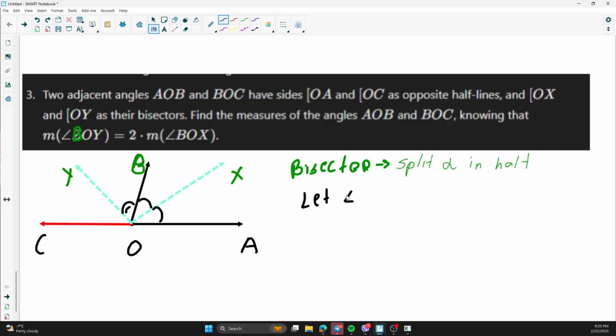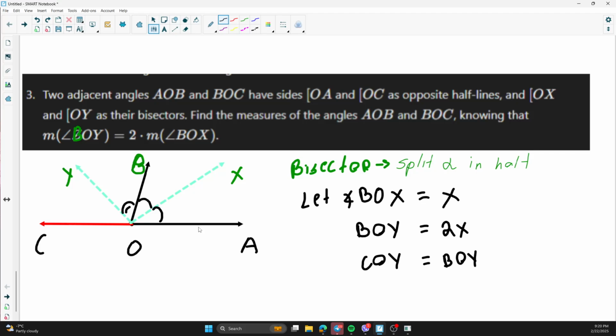Let's say the angle BOX is equal to x, okay? So BOX will be x, alright? Now BOY will be 2x, right? Now COY will be the same thing as BOY, because it splits here, and it means it's also going to be 2x, okay?